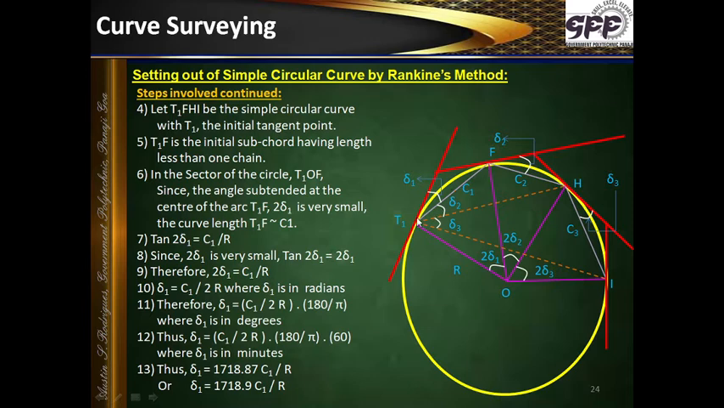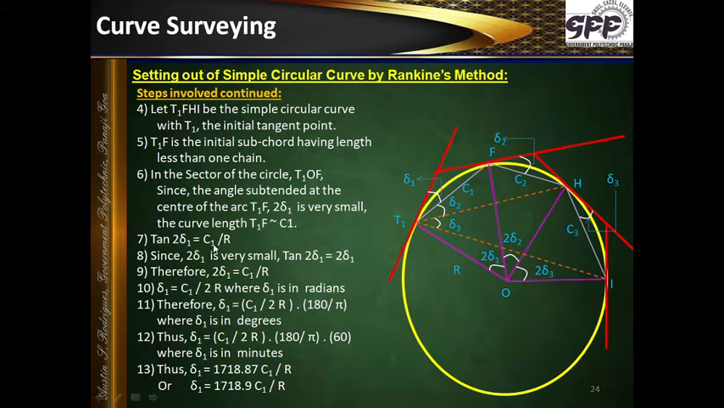So the chord length and the curve length will be almost the same. Hardly any difference will be there, because the angle is very small and the radius is too large. So C1 is almost equal to the curve length over here. We can say that the curve length T1F is almost equal to C1.